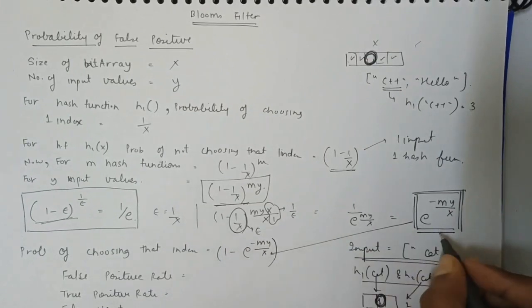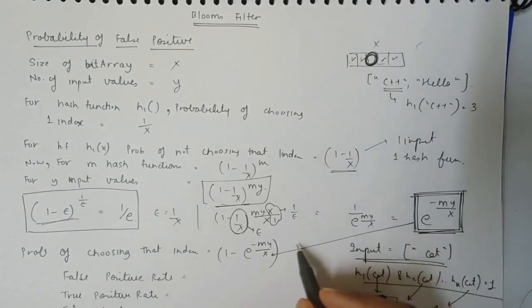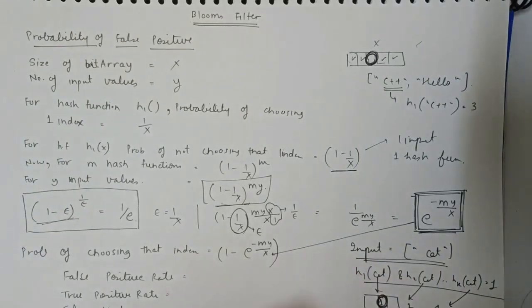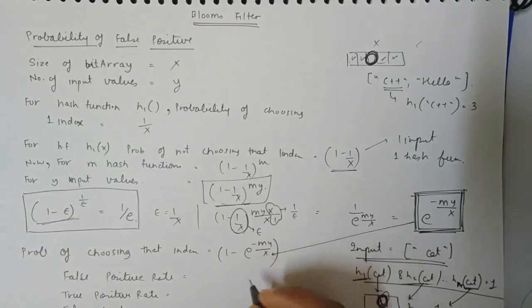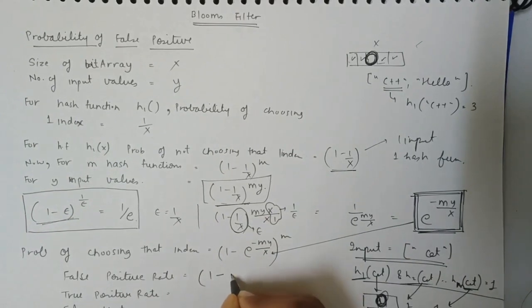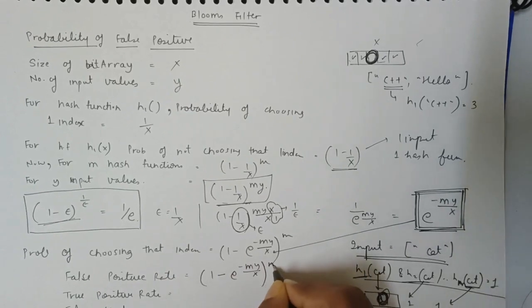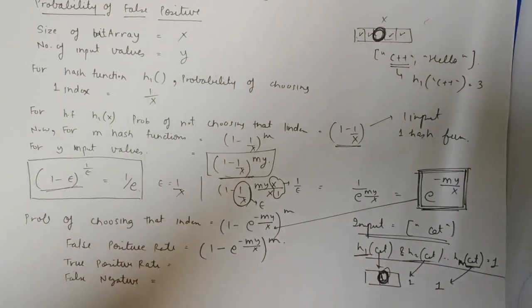Why is it so? Because we are assuming e raised to the power minus m y by x is the probability of not choosing that index. So choosing that index would be 1 minus e raised to the power minus m y by x. This is for one index, but we are taking the k hash values, or you can say m hash values. So we'll raise it to the power m. So it would be (1 minus e raised to the power minus m y by x) to the power m. That would be our false positive rate.